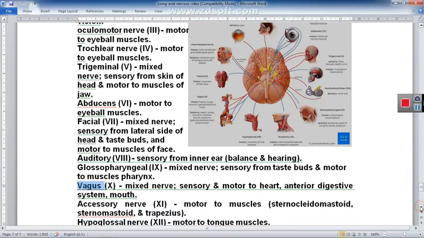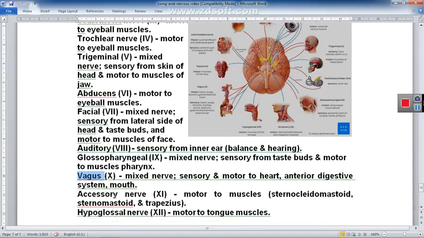The 11th cranial nerve, which is called the accessory nerve, supplies muscles in the neck, which are the sternocleidomastoid and the trapezius muscle. The 12th cranial nerve is called the hypoglossal nerve because it lies below the tongue and supplies the muscles of the tongue only, so it is a motor nerve.